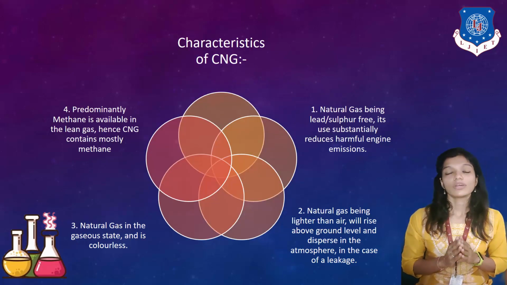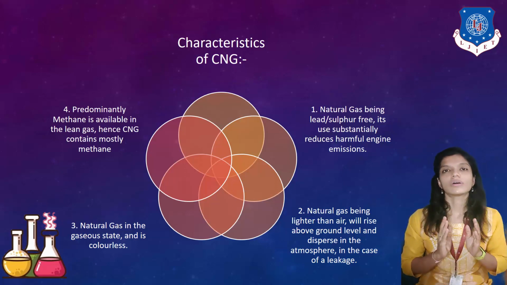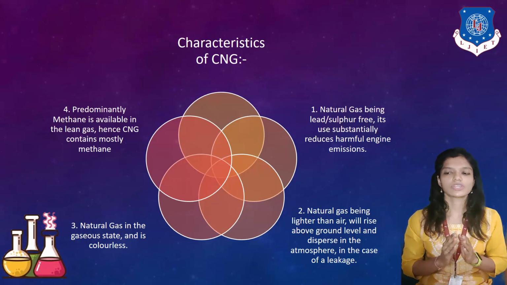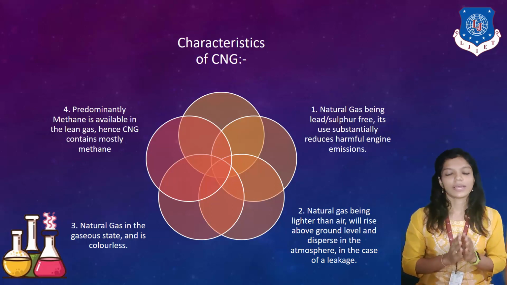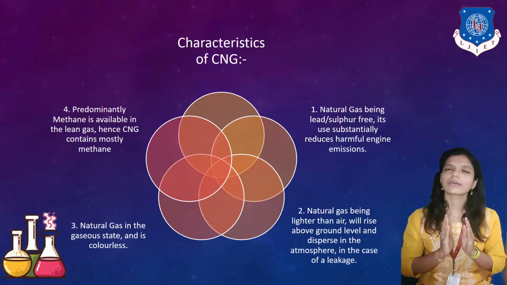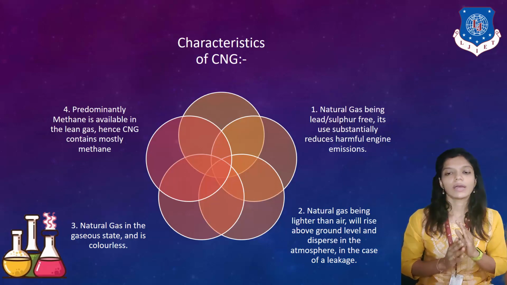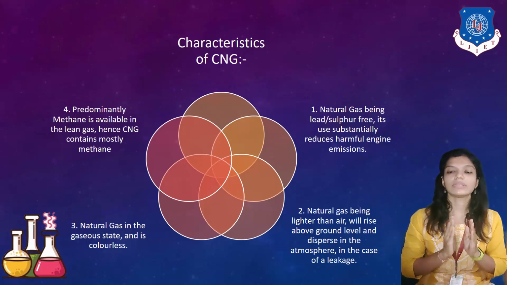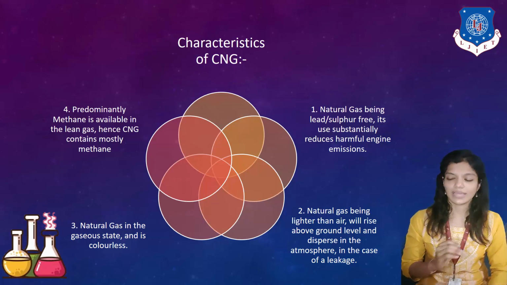Okay. Now, if we talk about characteristics of CNG, then natural gas being lead or sulfur free, its use substantially reduces harmful engine emissions. Natural gas, being lighter than air, will rise above ground level and disperse in the atmosphere in case of any kind of leakage. And natural gas in the gaseous state is colorless in nature, right? So it will create less and less harm. Predominantly, methane is available in the lean gas and CNG contains mostly methane. It is known as lean gas.